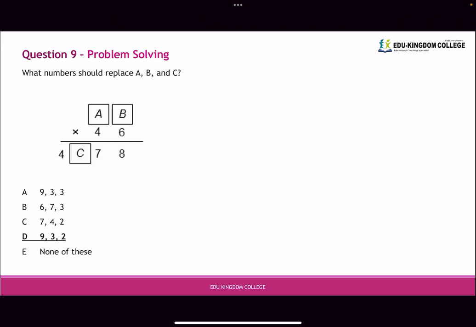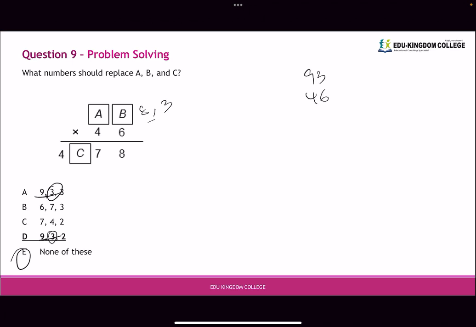Question 9. So we have a multiplication question here. So something times 46 equals 4,000 something and 78. Okay, so something times 6 equals 8. So that could be either 8 or it could also be 3. Now, the only two options where either of those numbers come out is A and D. Otherwise, it has to be E, okay, if that doesn't work. So A is saying 93 is AB, and D is saying 93 is AB. So that's good. We can kill two birds with one stone.